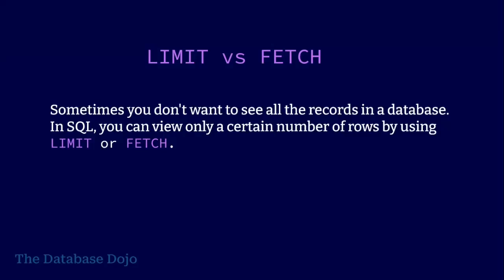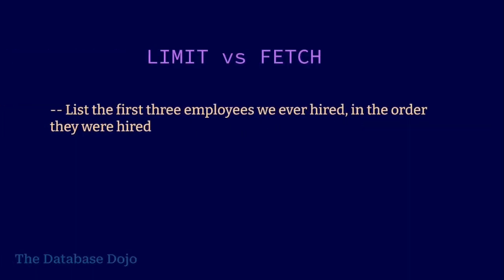Sometimes you don't want to see all the records in a database. In SQL, you can view only a certain number of rows by using limit or fetch. Imagine you're working with a company and they ask you to figure out the following. List the first 3 employees ever hired in the order they were hired.